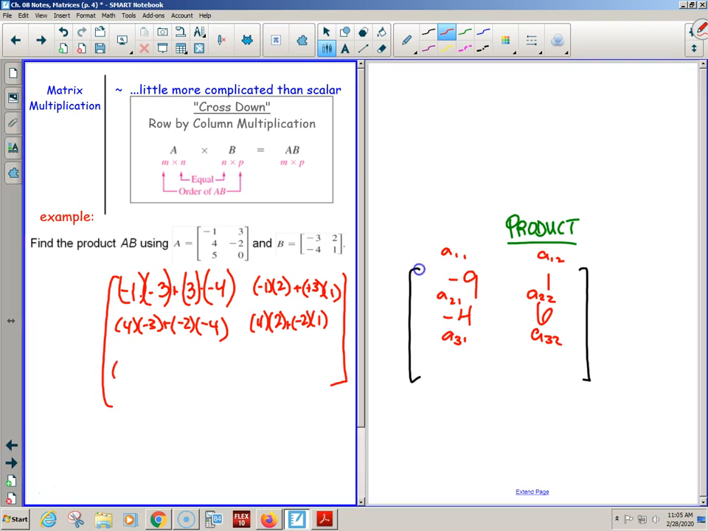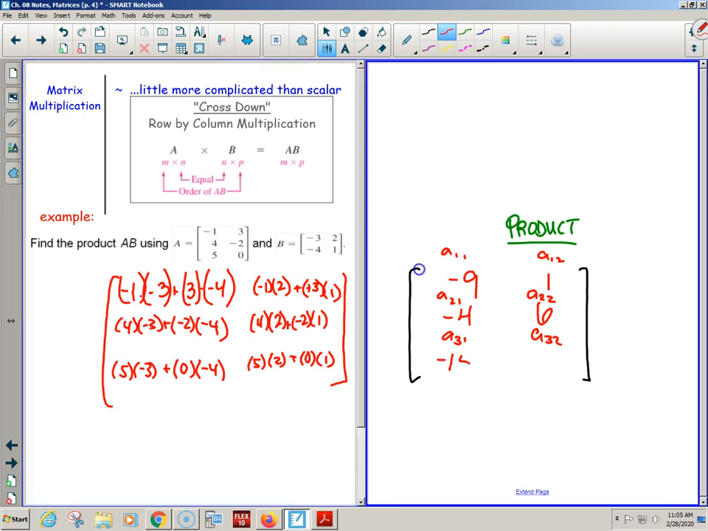So down here at the bottom, it's going to be a 5 times plus a 0 times because we're using the third row, but we're matching it up with row by column, the first column. So we're multiplying by negative 3 and negative 4. And then we're using that same third row, 5 and 0, and now we're taking that same row with the second column, which would be 2 and 1. Or just point and shoot. So we have negative 15 plus 0, that's negative 15. And then we have 10 plus 0 is 10.